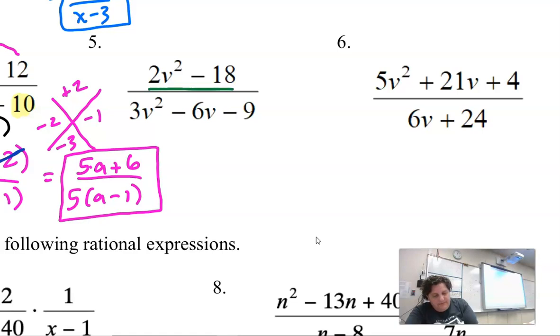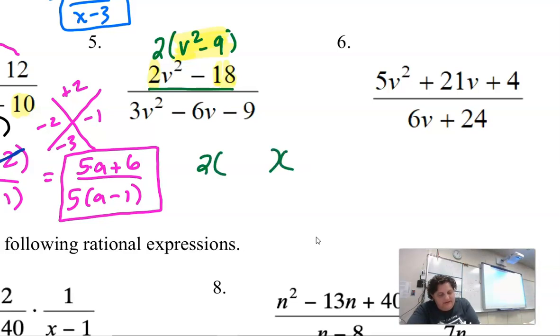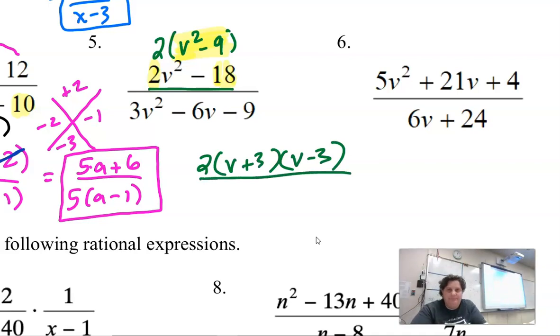On the top, I can take a 2 out of both of these things, right? 2 and 18, I could factor out a 2. V squared minus 9. Remember, anytime you guys see this, that's a difference of 2 squares. So I'm actually going to write this like this. 2, and then a difference of squares goes v plus 3, v minus 3.